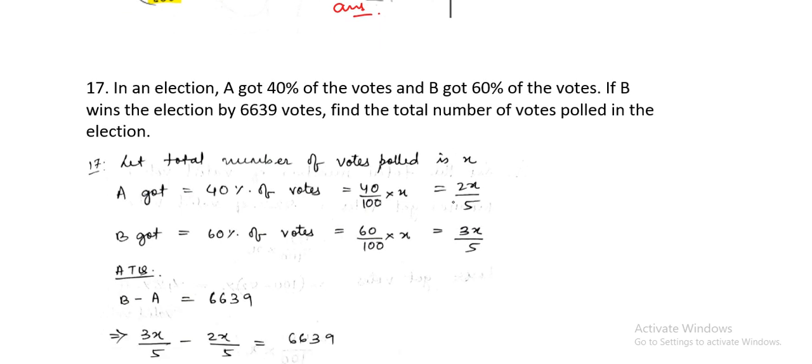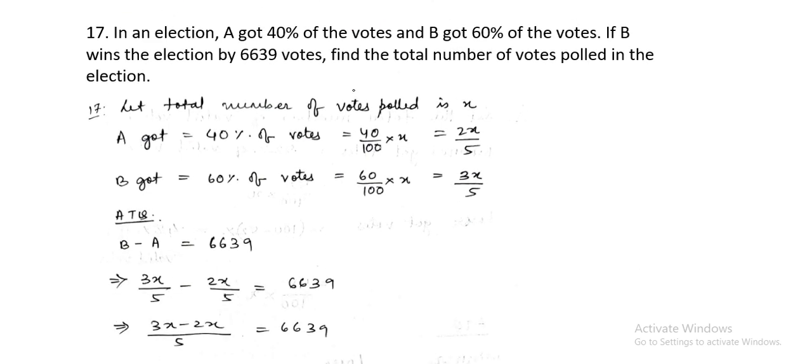Now let us see question number 17. What is there in question number 17? Here it's asking that in an election, A got 40% of the votes and B got 60% of the votes. Now if B wins the election by 6,639 votes, we have to find the total number of votes polled in the election. Okay. So in an election, what happens?